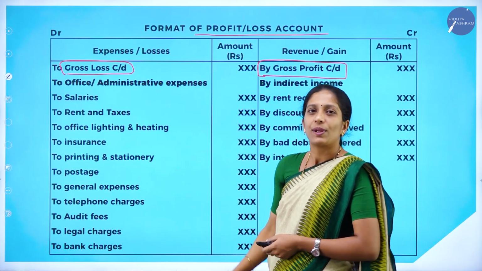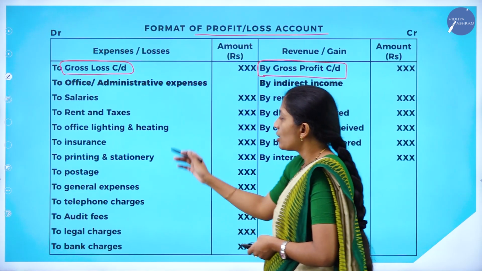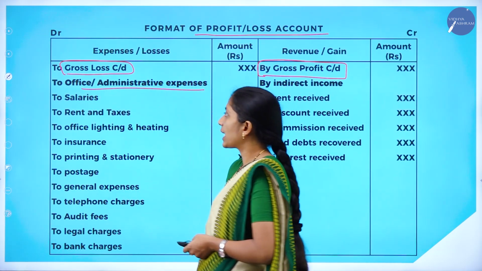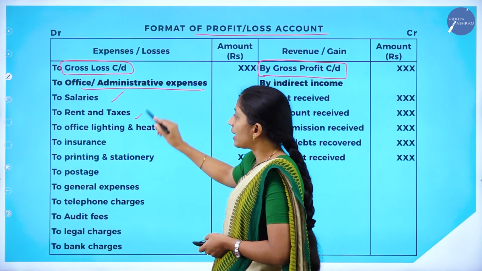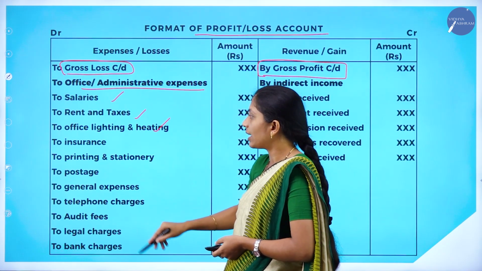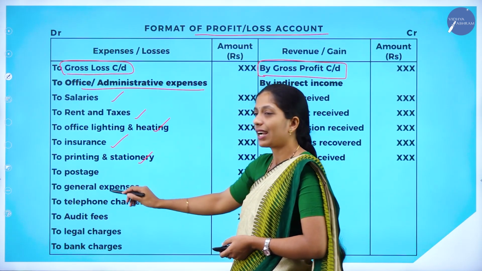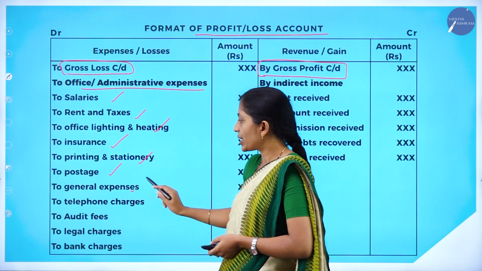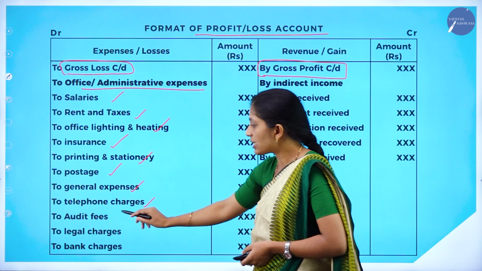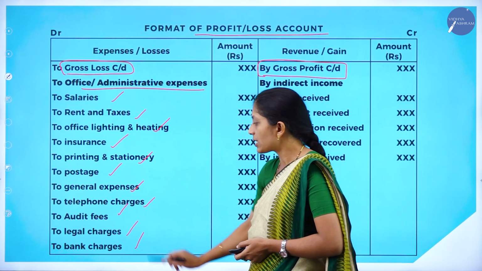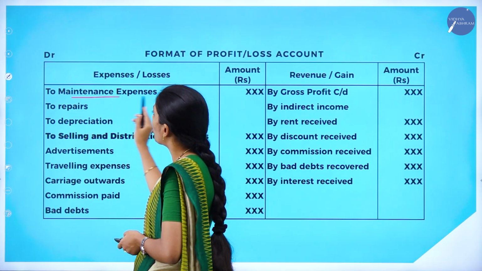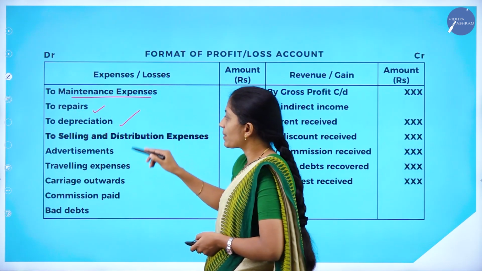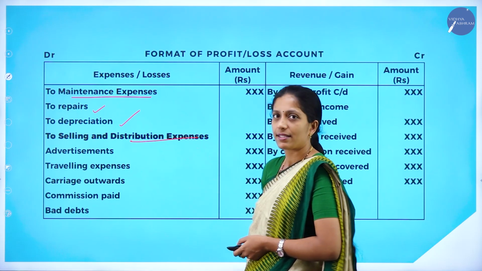Then in the debit side, you will write all the indirect expenses. So you have office and administration expenses. Under office and administration expenses, you have salaries, rent and taxes, office lighting and heating, insurance, printing and stationery, postage, general expenses, telephone charges, audit fees, legal charges, bank charges. Then you have maintenance expenses also, where you have repairs, depreciation, selling and distribution expenses.